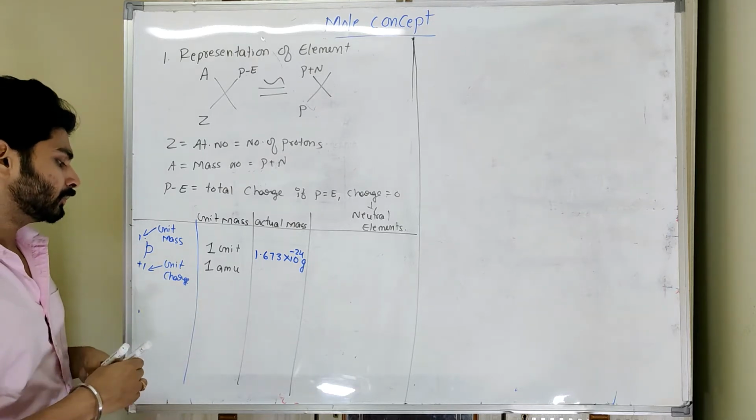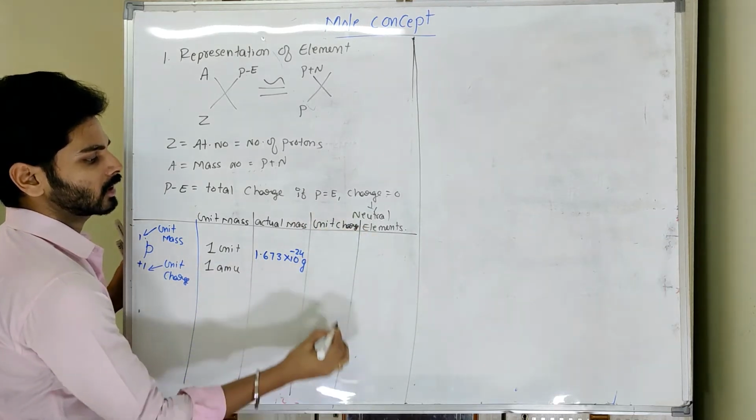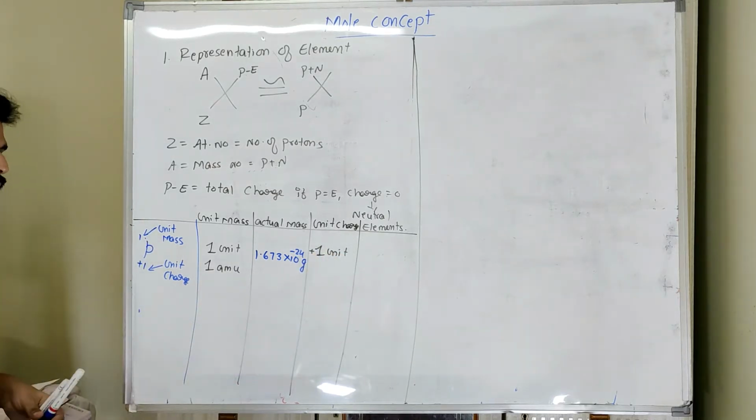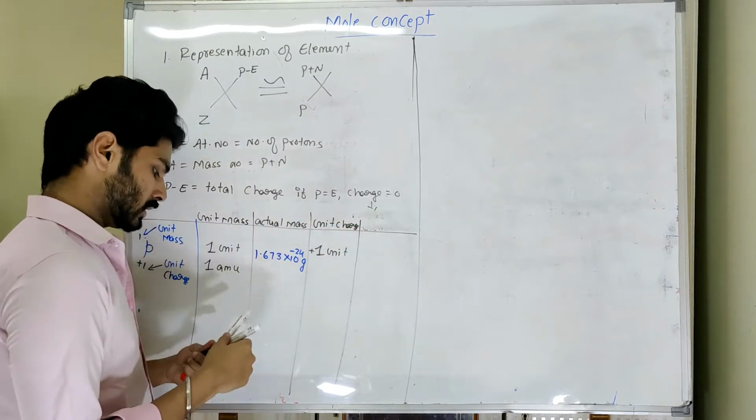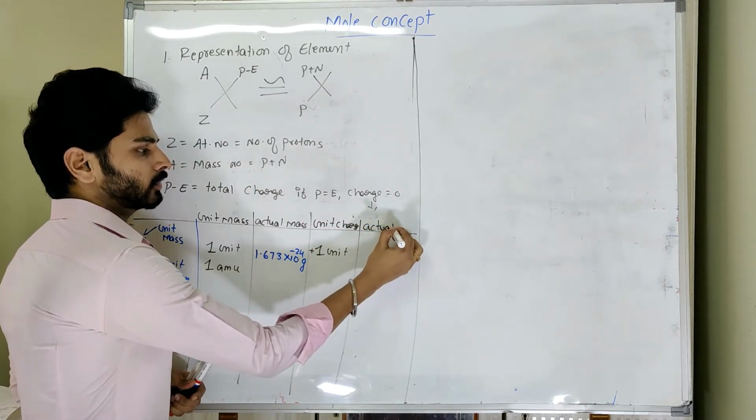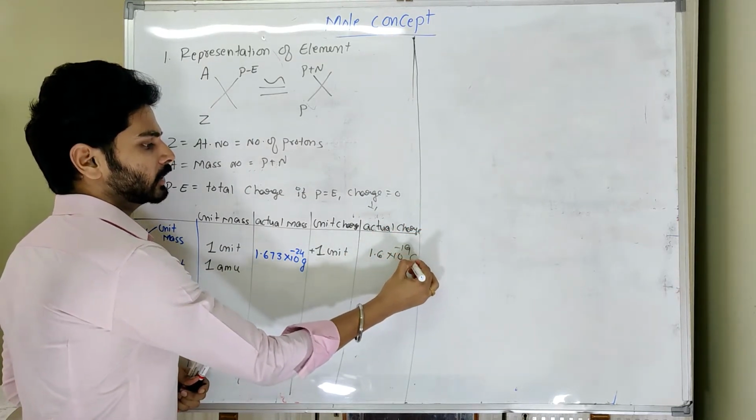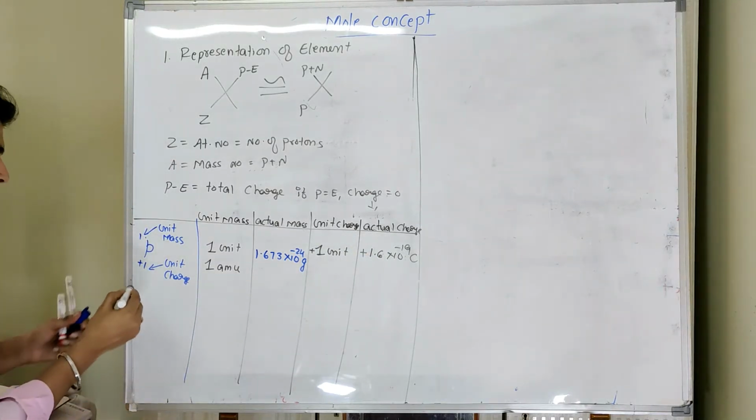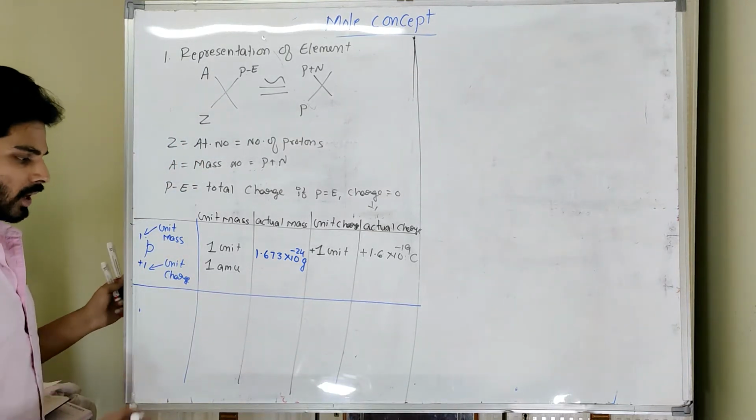Similarly, if I go for charge, unit charge is 1 unit, and it is positive in nature, so I will put plus 1. So charge also we consider as 1 unit, but later we calculated the actual charge of a proton. The actual charge of a proton was 1.6 into 10 raised to minus 19 coulomb. So positive, 1.6 into 10 raised to minus 19 coulomb was the actual charge of a proton. So you have to remember both the unit charge, unit mass, and actual charge.